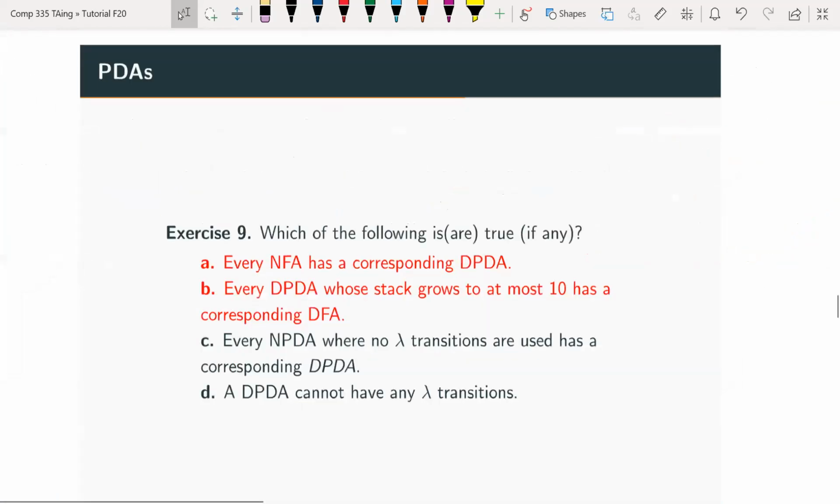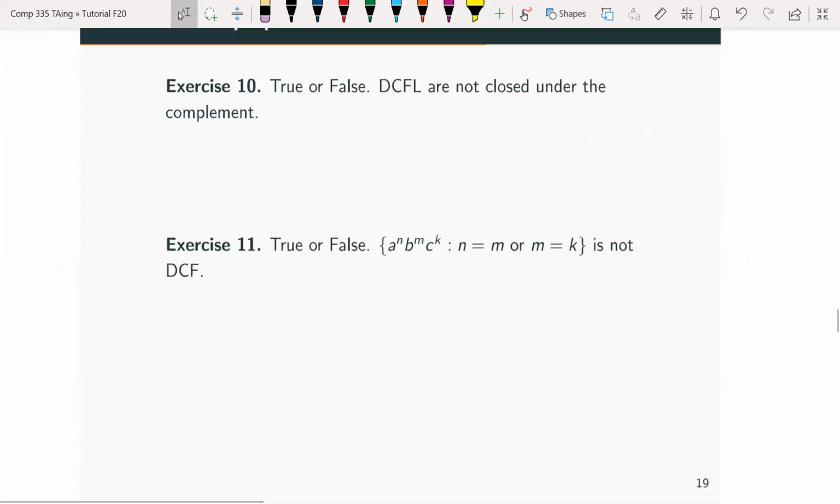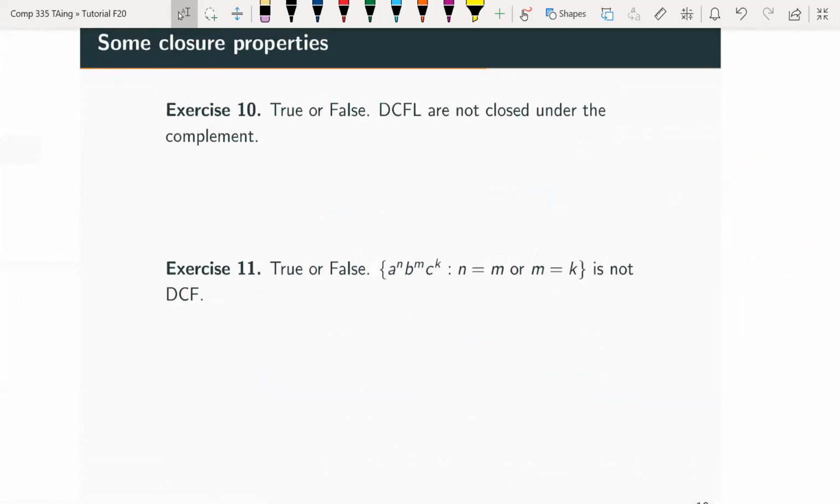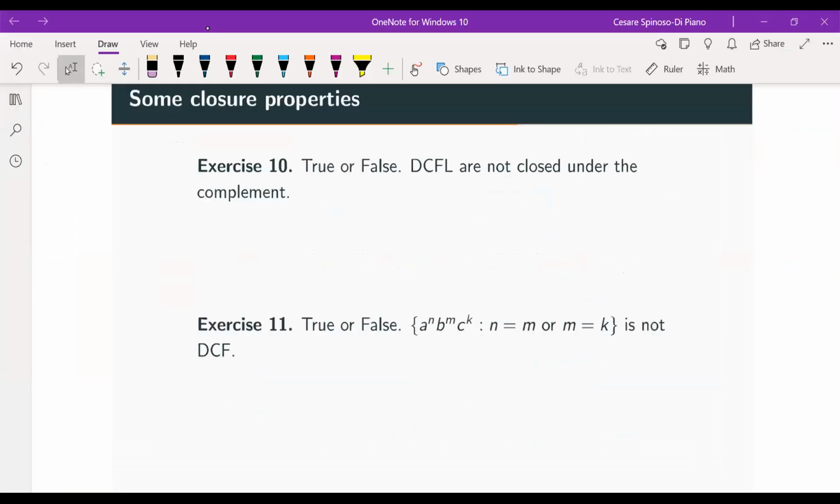All right. So the next questions are, again, kind of closure property questions, but now they're about deterministic and non-deterministic context-free languages. While you answer that, I'm going to answer Jenny's question and post the link in the chat. So I'm going to try to do both exercises 10 and 11. So try to do both. I'll give you 2 minutes, 3 minutes.